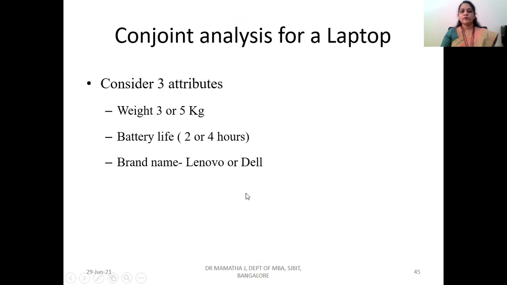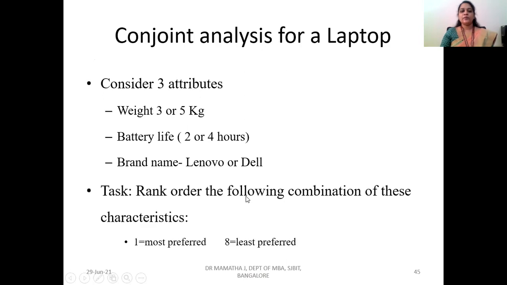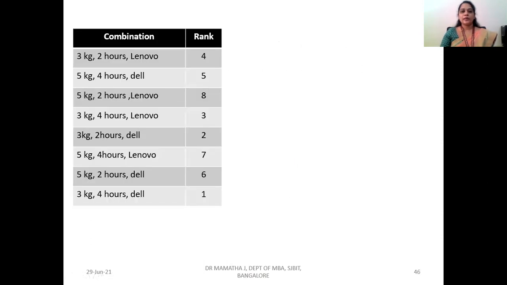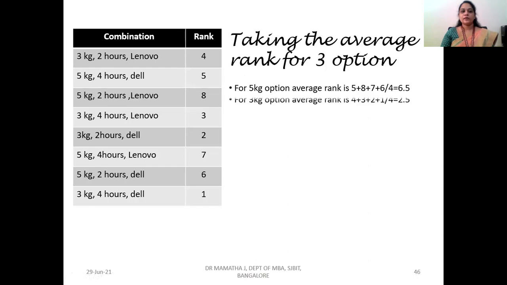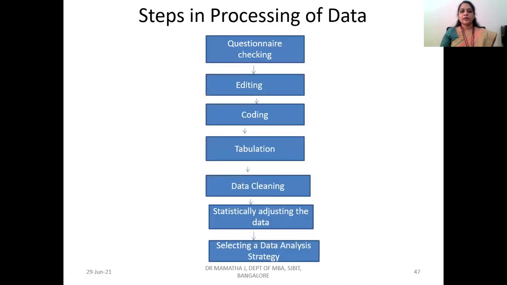This is an example for a laptop. When you're buying a laptop, what are the attributes which the customer prefers? And you can have a conjoint, in the sense two or more factors put together, and then preferring to buy the laptop. So this is an example which we can work out.